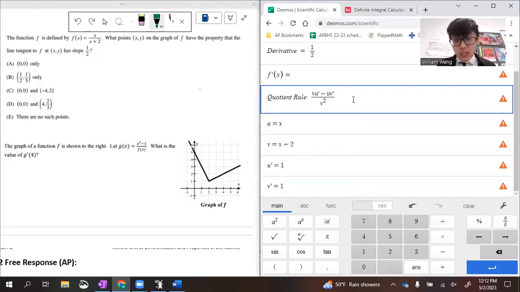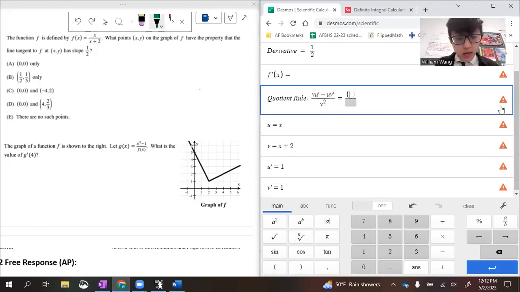All right, I'm just going to plug that into my quotient rule. These seem really easy to plug in. So v u prime, that's x plus 2 times 1, minus u v prime, so that's minus x times 1, all over v squared, that's x plus 2 squared. Cool, I'm going to simplify this. If you simplify this yourself, you should get just 2 over x plus 2 squared. All right, cool. So that is my derivative.